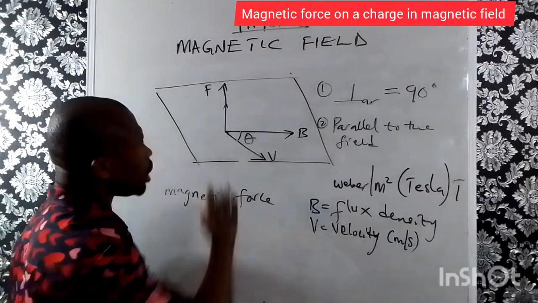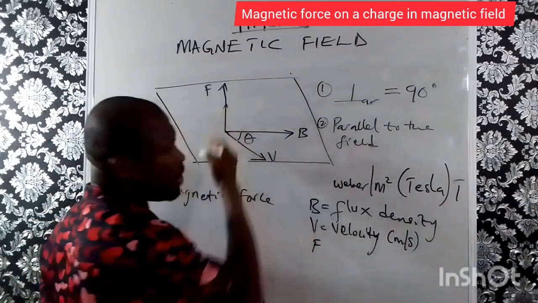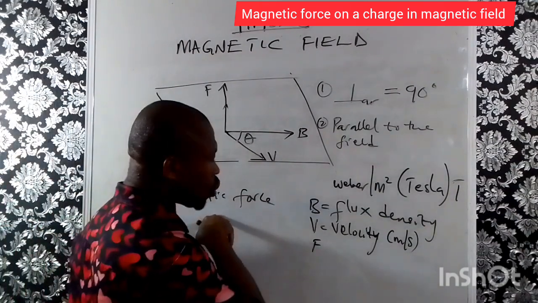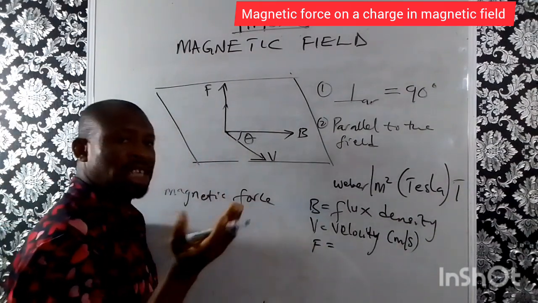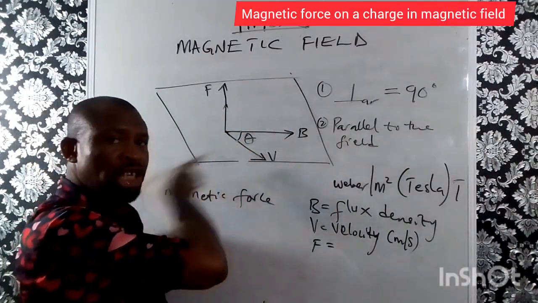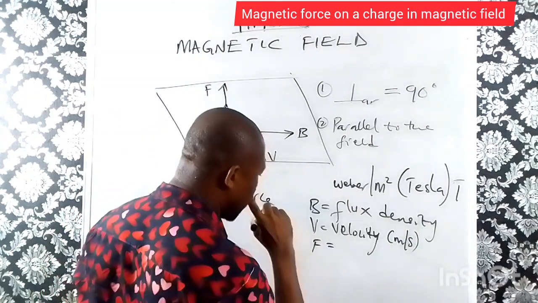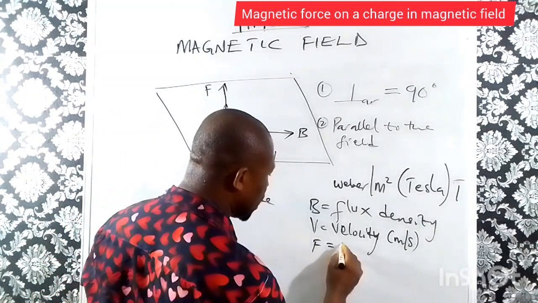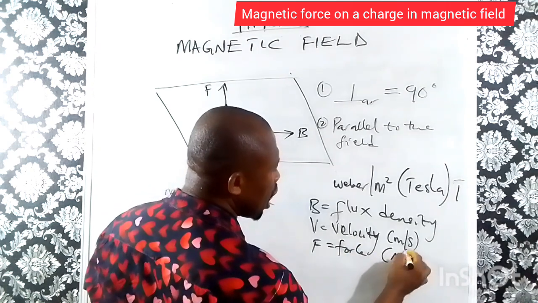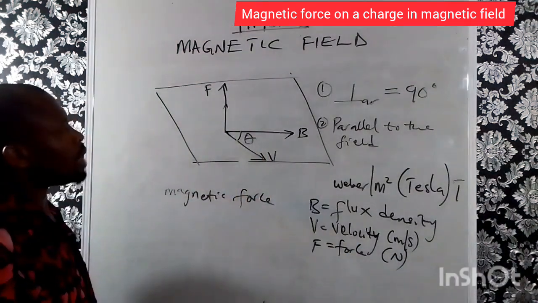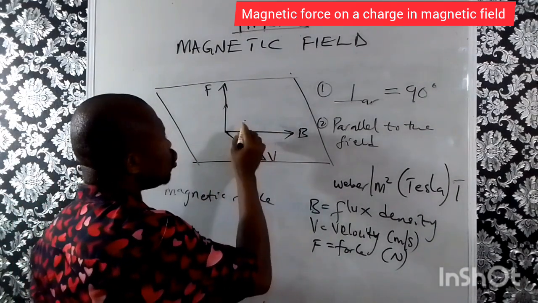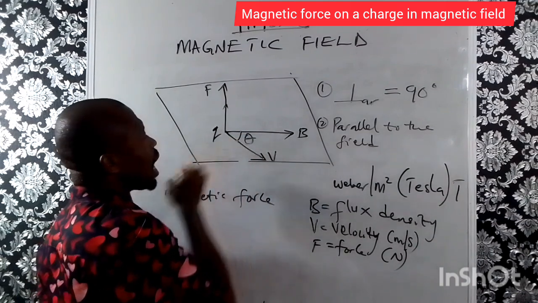Now, this F here is, of course, the magnetic force. Remember, it is the force generated by this field that pushes the charge to flow. F is the magnetic force, measured in newtons. Now the next thing: remember, we have a charge moving here.